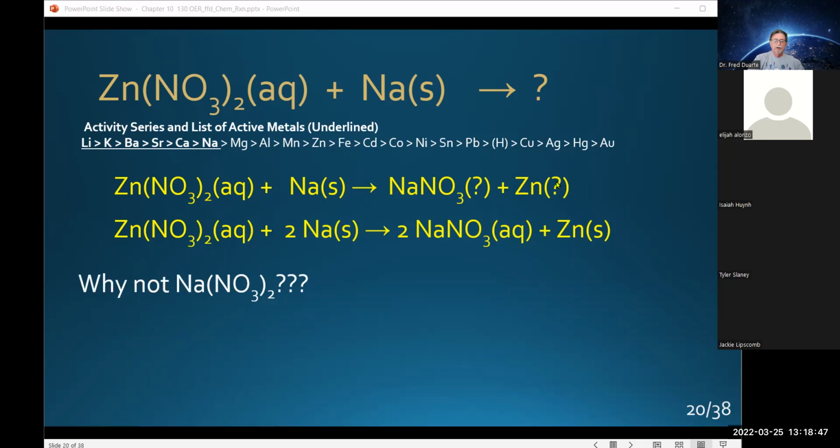Okay. Of course, we're not going to use the formula Na(NO3)2. That implies that sodium is a group 2 element, and it's not. It's a group 1A element and only has 1 valence electron. So it could not be the formula Na with a subscript 2 for the nitrates. All right.